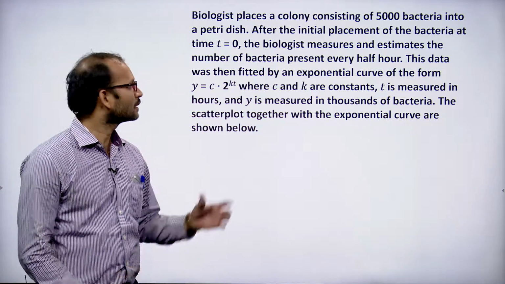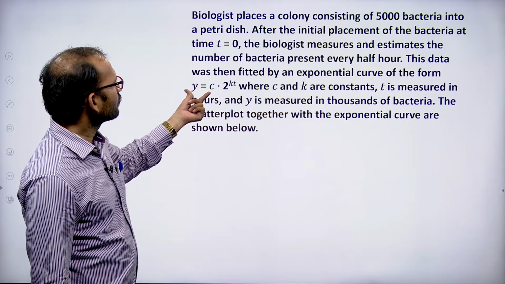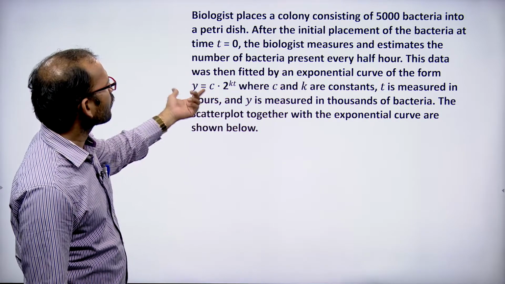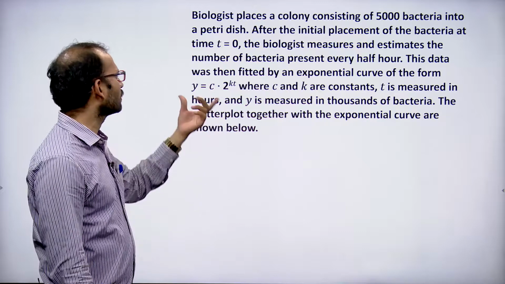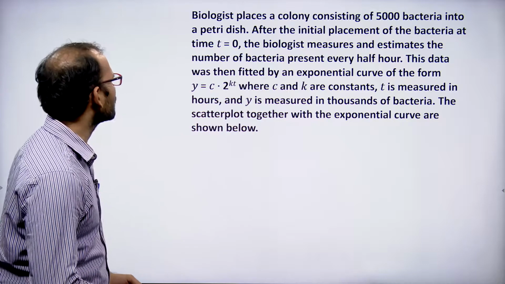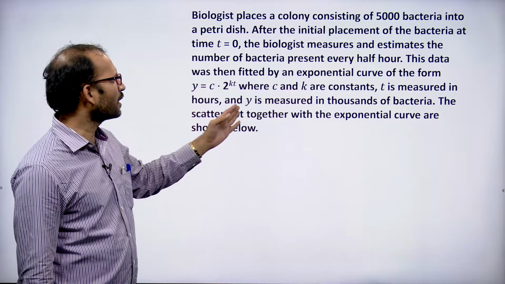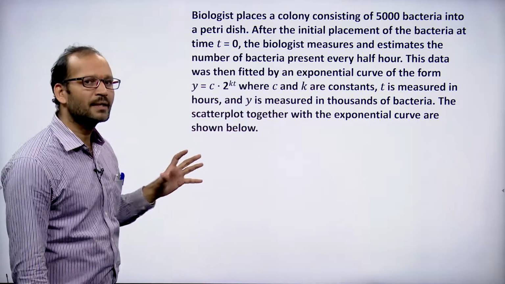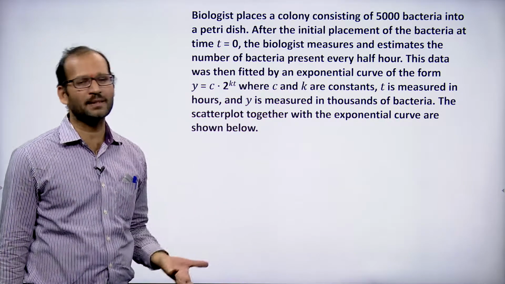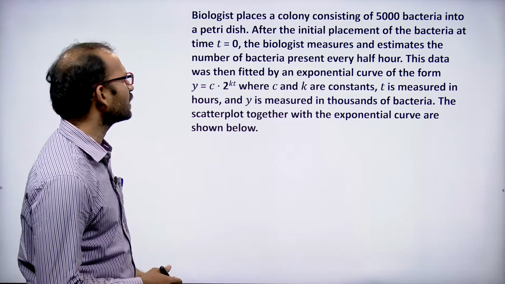So we can convert the bacteria count into the exponential form after t time. How much bacteria is present, we can give from this function y equal to c into 2 power kt, where c and k are constants, t measured in hours. So t here is time, measured in hours, and y is measured in thousands of bacteria. So how much bacteria is present after t time, using this function we can give.